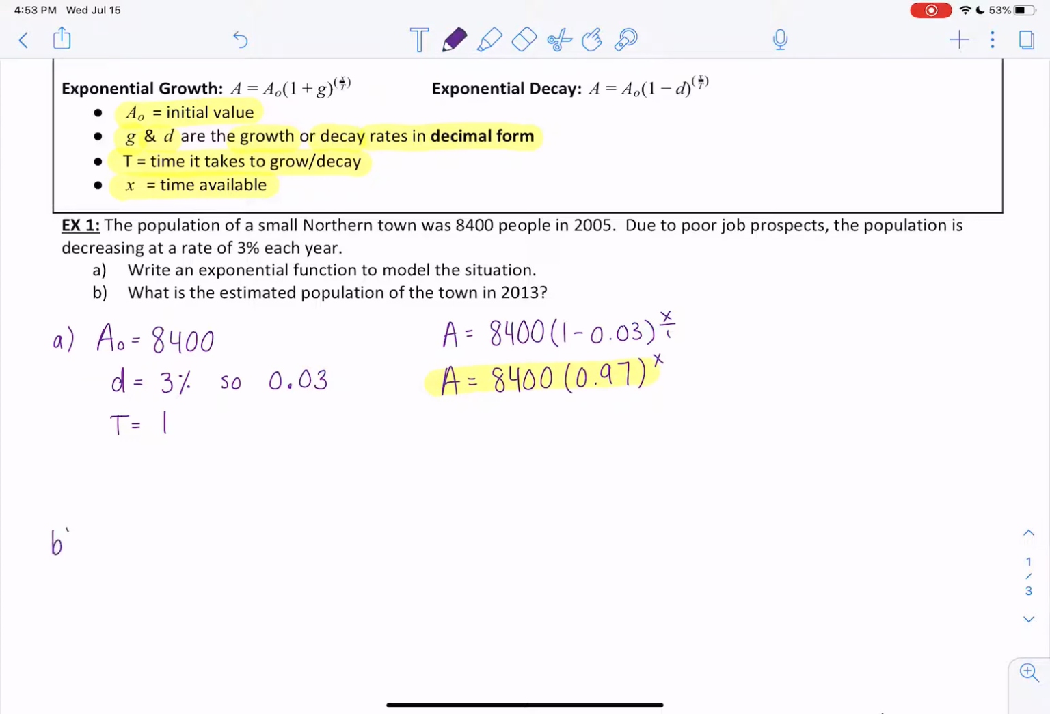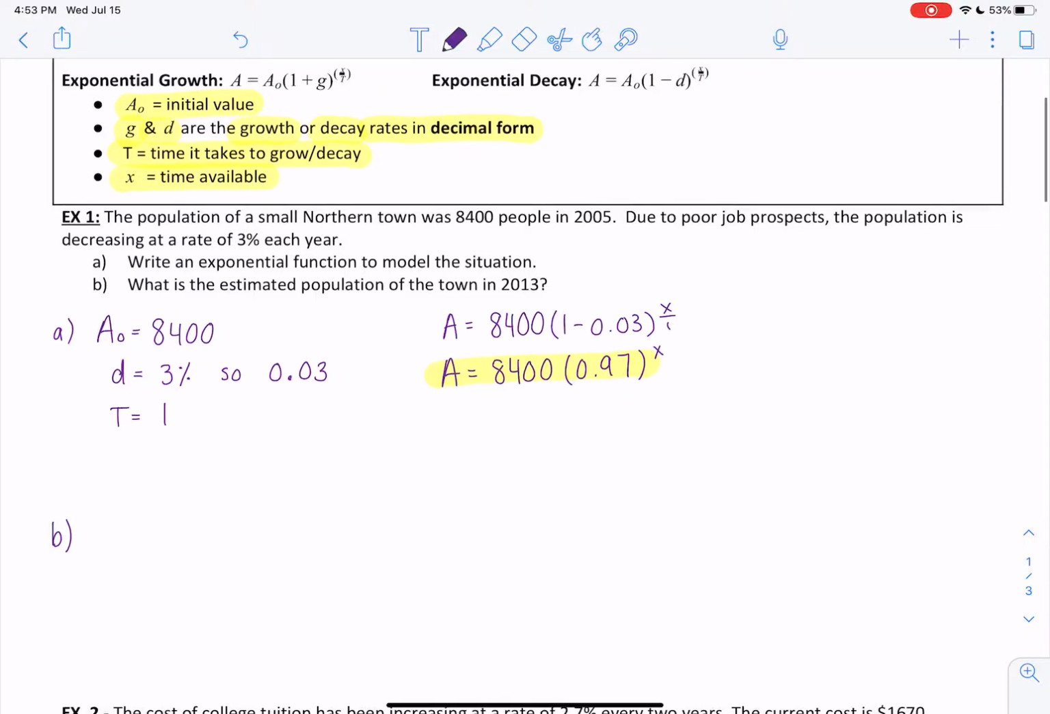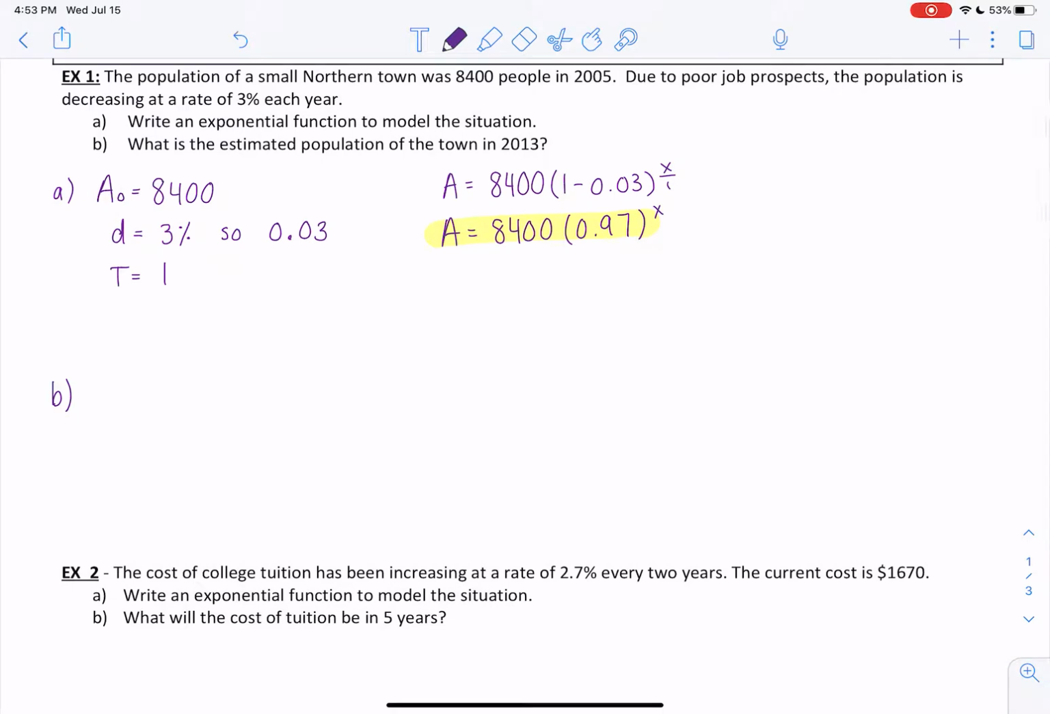Now for part B, it's asking us, what is the estimated population of the town in 2013? If I started in 2005, that's when my initial population is from. 2013 will be 8 years later. So I'm going to sub in x equals 8. We'll have A equals 8,400 multiplied by 0.97 to the power of 8. And now you can just put that whole thing in your calculator.